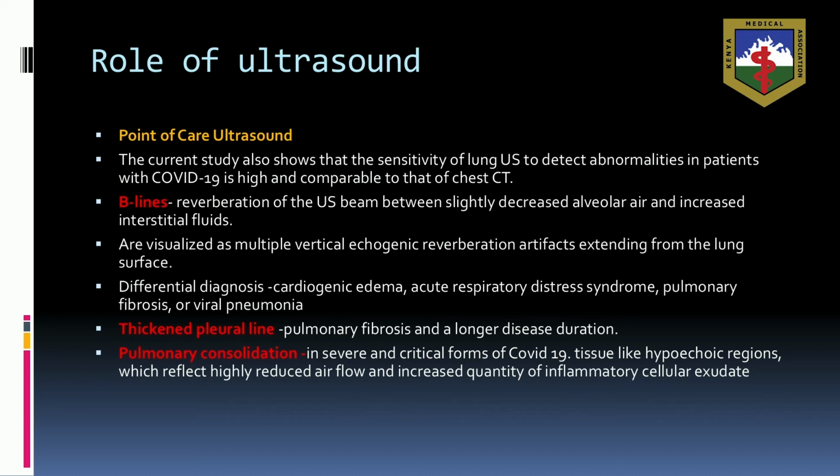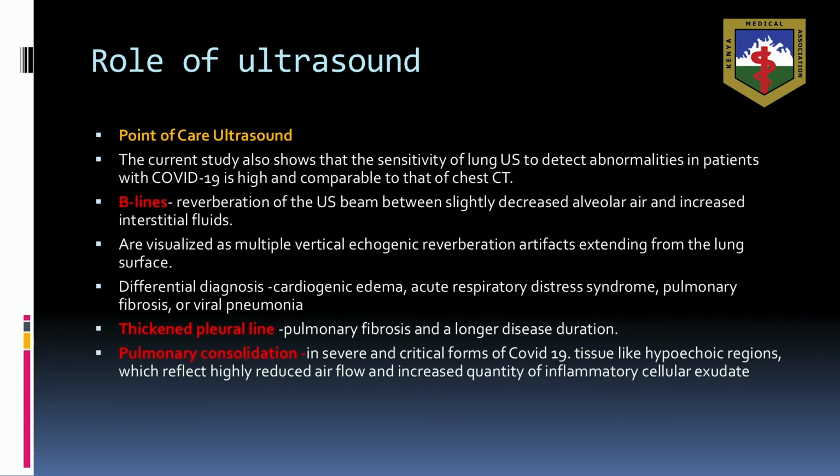Your differential diagnosis for B lines, meaning that every time you see B lines, it's not necessarily COVID. You have cardiogenic edema, ARDS, pulmonary fibrosis, and other viral pneumonias. Another thing we see are thickened pleural lines, which indicates pulmonary fibrosis and a longer disease duration.